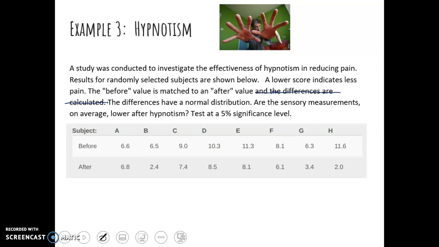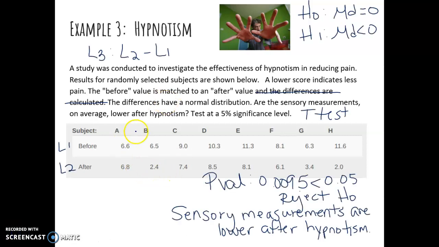So pause the video. This one you might want to think about the order that you put things in, but pause the video and come back and see how well you did. Okay, for this one we wanted to know if it was lower after hypnotism, so I left it L1 and L2 for the first and the second, but if it's lower after hypnotism, then if I subtract after minus before, I should get less than 0. So I did L2 minus L1.